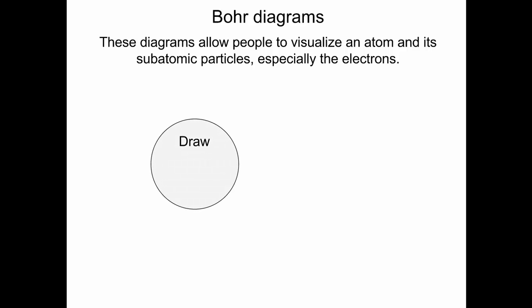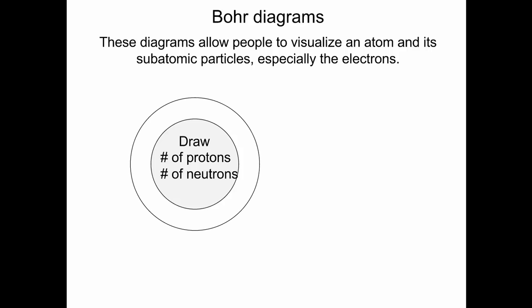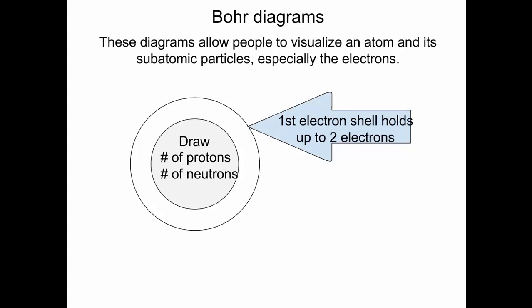The first thing that we're going to do is draw a circle. And this center circle represents the nucleus. And inside we're going to write the number of protons and the number of neutrons. We're going to draw another circle outside of it. This is representative of the first electron shell. The first electron shell can hold up to 2 electrons.